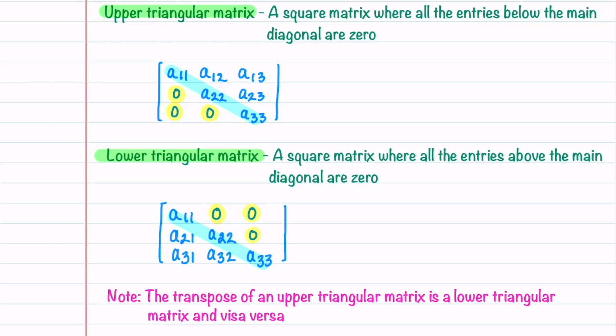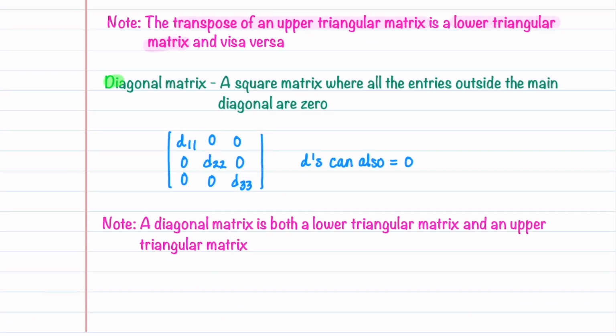When we walk through our example problems, it's going to be really important to note that the transpose of an upper triangular matrix is a lower triangular matrix and vice versa. A diagonal matrix is a square matrix where all the entries outside the main diagonal are equal to 0. By definition, one or more of the diagonal elements can also be equal to 0. Let's make a note that a diagonal matrix is both a lower triangular matrix and an upper triangular matrix.